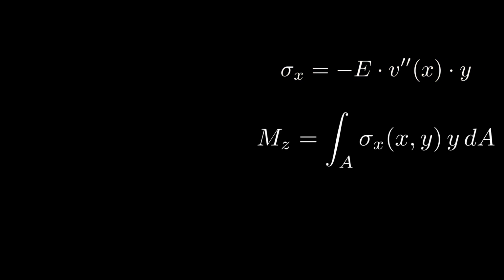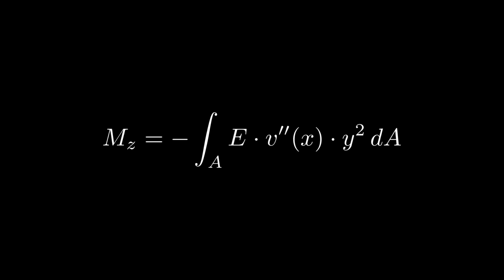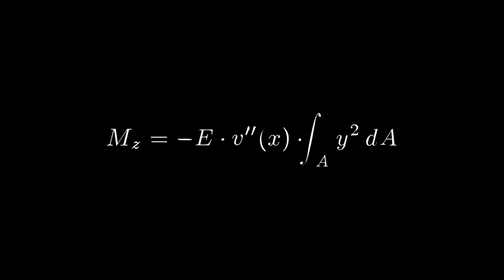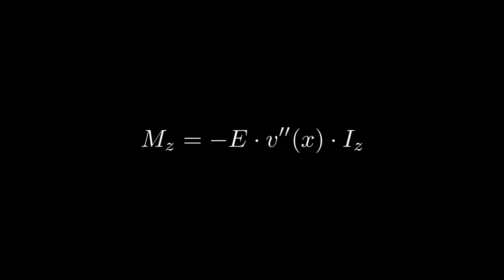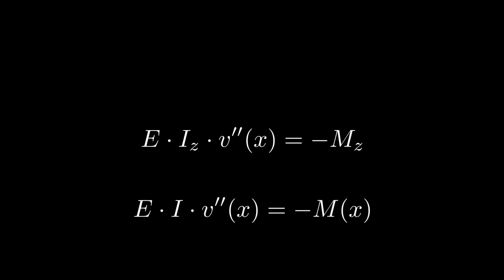By plugging the above equation into the bottom equation and assuming a constant modulus of elasticity, both E and v double prime can go out of the integral, and the area integral of y squared is simply defined as the moment of inertia of the beam, in this case Iz, leading to the following expression. By taking Mz to the right-hand side of the equation, we arrive at the elastic curve governing equation. Traditionally, we call Mz as M and Iz as simply I.